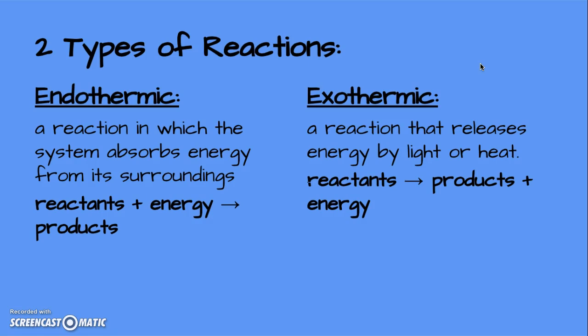So, in an endothermic reaction, it is a reaction in which the system absorbs energy from its surroundings. So, reactants plus energy react together to make the products. In an exothermic reaction, it is a reaction that releases energy by light or heat. So, the reactants react together to make the products plus energy released.